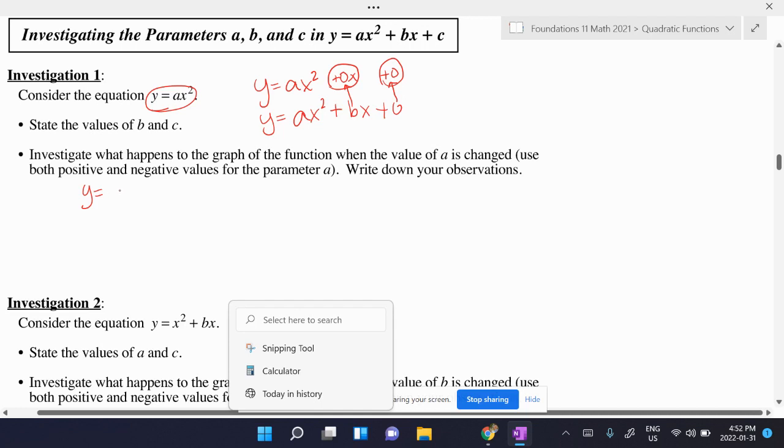So start with ax squared. So a is equal to 1. And then maybe try y is equal to 10x squared. And then try maybe y is equal to negative 10x squared. And see what you notice. So I want you to pause me here and actually go and do this. It's the playing around that's going to help you understand.